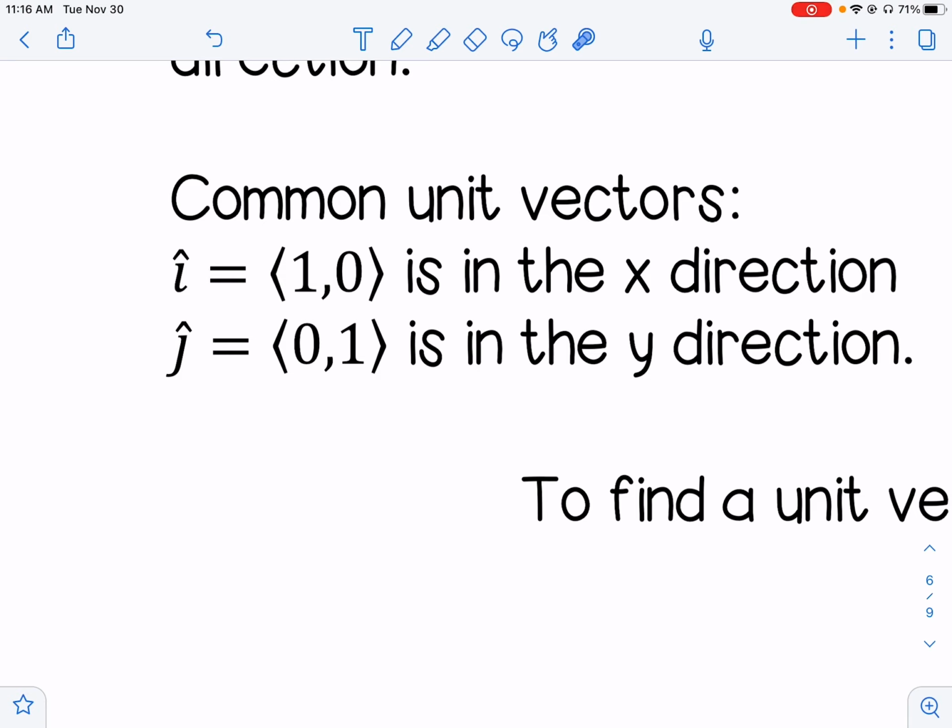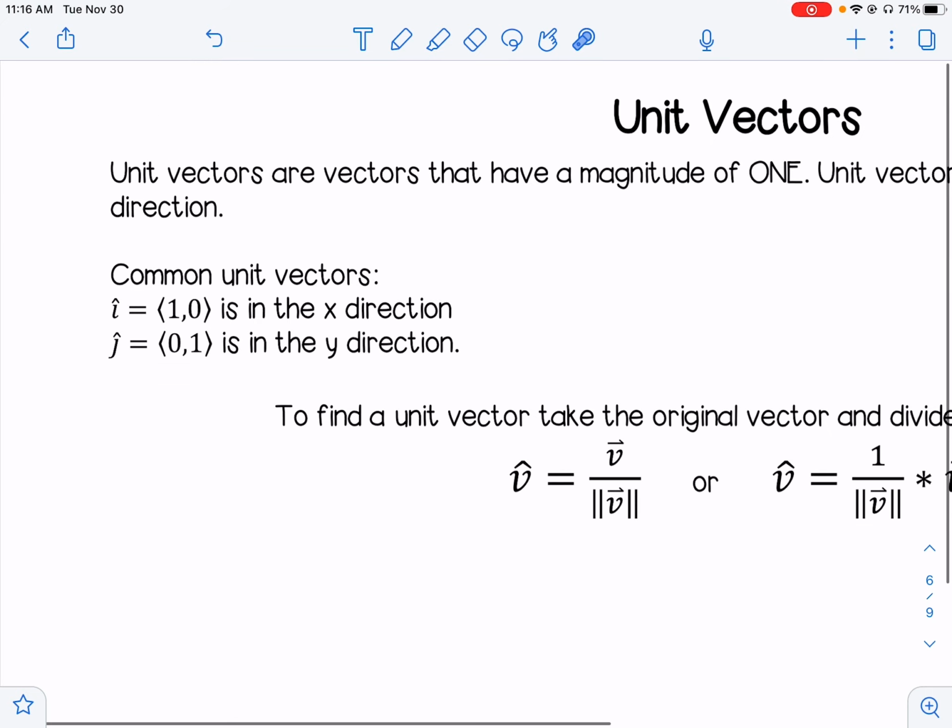J, similar thing. If it has the hat on it, we know it's a unit vector. Some places just bold it to say that it's a vector. But whenever we see J, we know that this is its component form. It only has direction in the y direction. So these are some common unit vectors. But the unit vectors don't just have to be in the x direction or the y direction. They can be in any direction.